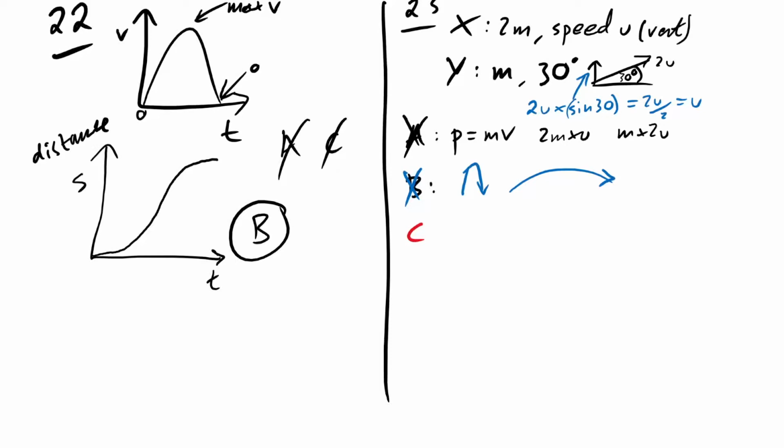C, the maximum height. Oh no, it can't be that, can it? Because we've just seen they have the same vertical velocity. So therefore, it has to be D. Let's just check it. X and Y reach the ground at the same time. Yeah, we've just proven that, haven't we? Because they have the same initial vertical velocity.